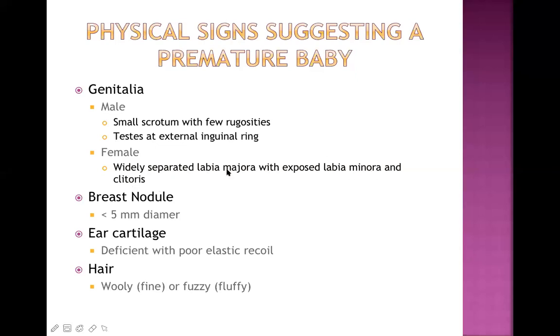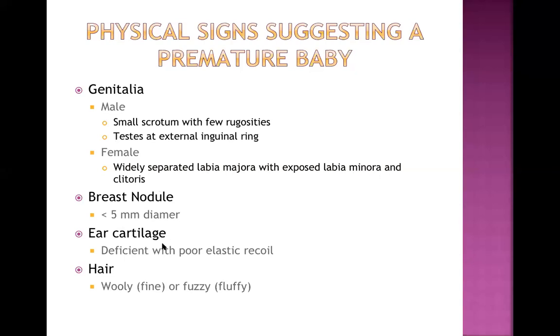So what I'm saying here, in a preterm baby, if she is a female baby, this is the finding. In a preterm baby, the nodule of the breast is less than 5 mm in diameter. This is not properly formed. In a full-term baby, it is more than that.